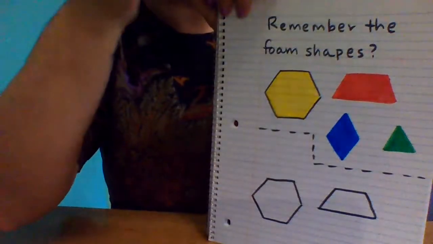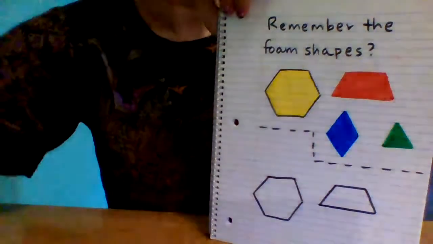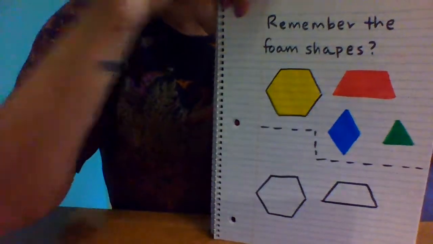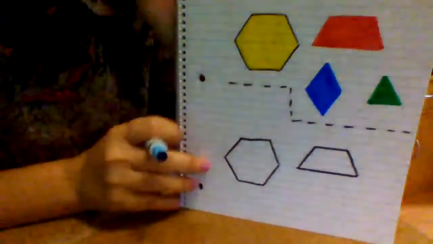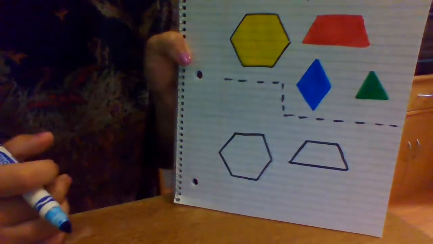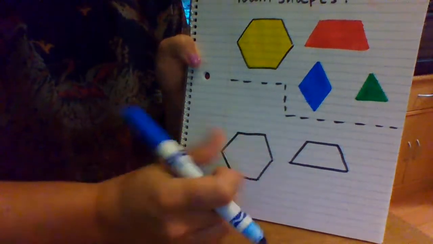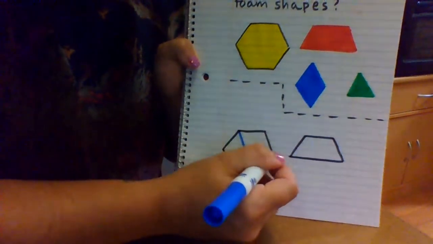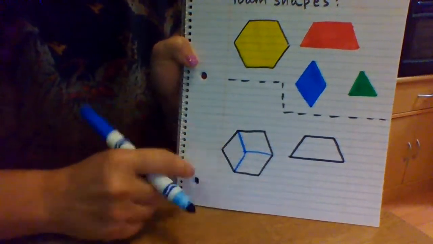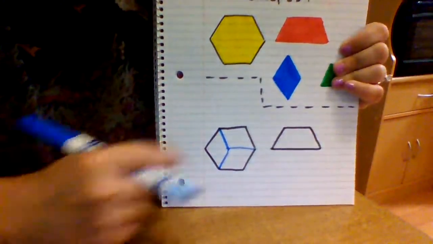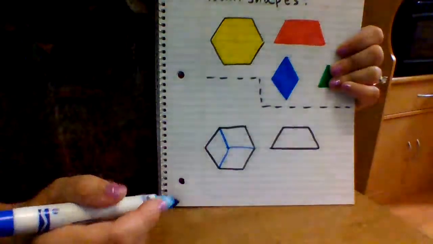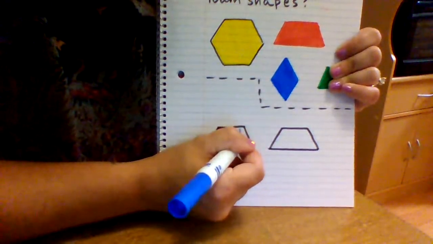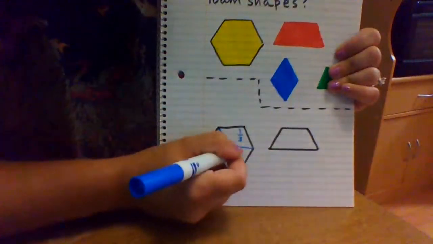So how many blue rhombuses could we fit in the yellow hexagon? This one's always a little tricky for kids to see, but imagine you took this shape and you had foam pieces and you laid them on top. How many could you fit? That would be 1, right? That would be 2. It's just sideways. And then this piece would be 3. You can fit 3 blue rhombuses inside the yellow hexagon, which means each part would be 1/3, right?